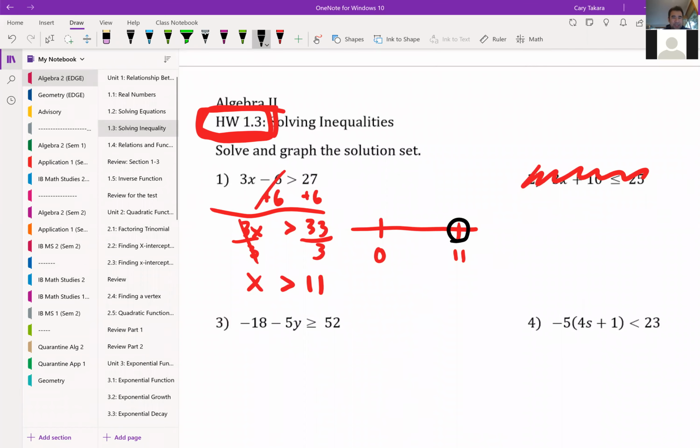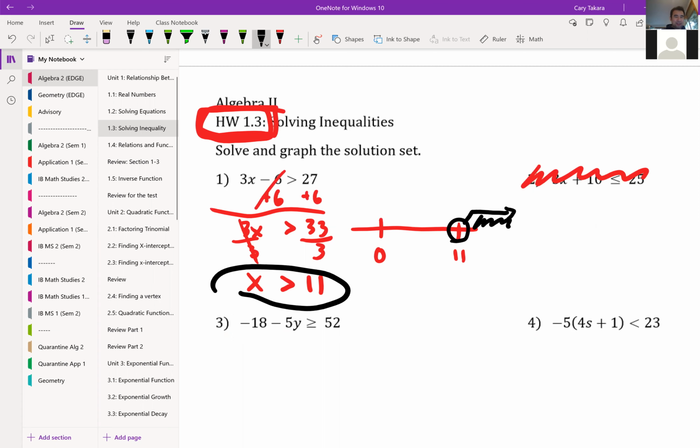We are going to shade to the right, because x is greater than 11, right? Isn't that how you read it? The solution reads x is greater than 11. Think of a number that is bigger, greater than 11. Isn't that 12, 13, 14, right? So you shade the right side.